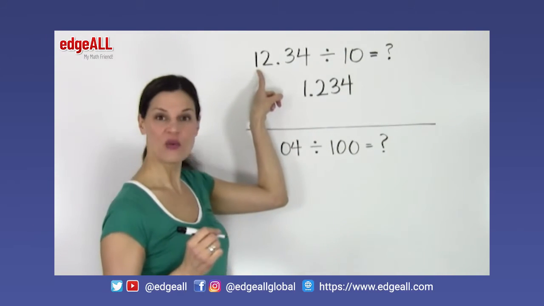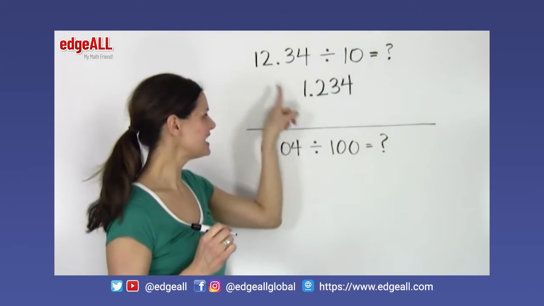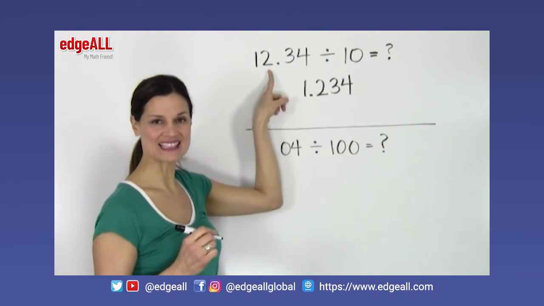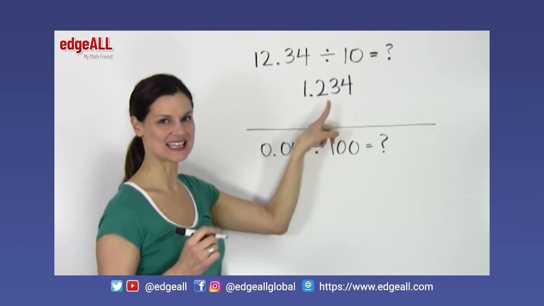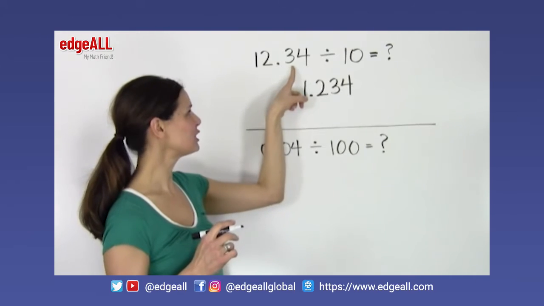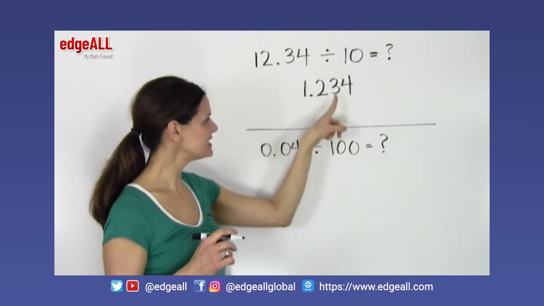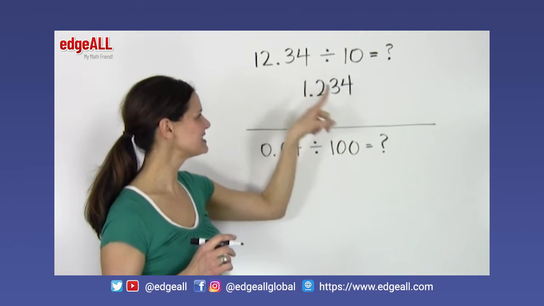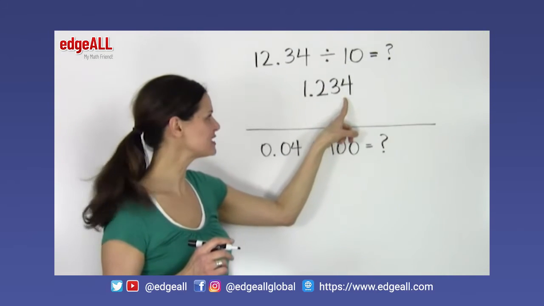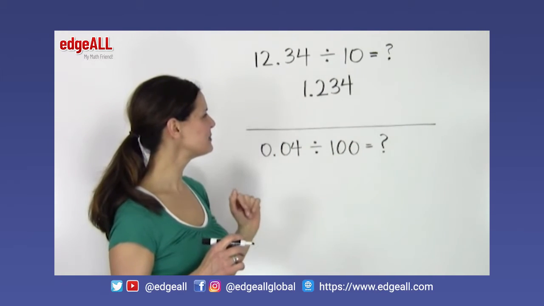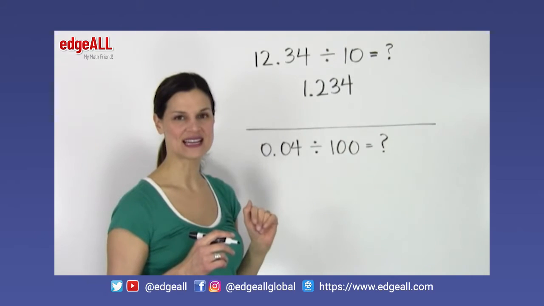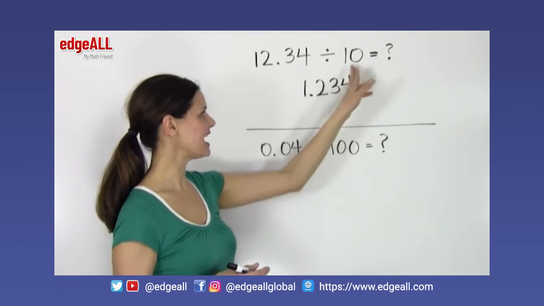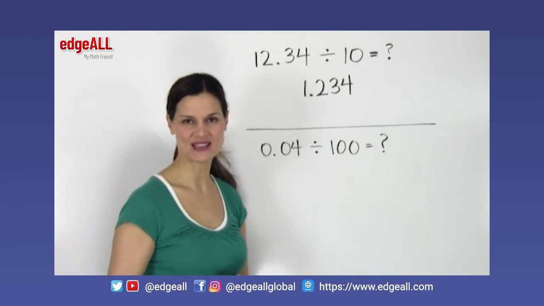So the 1 was in the tens place and it's now moved to the ones place. The 2 was in the ones place and now is in the tenths place. So it's moved down a position. The 3 was in the tenths place and it's now in the hundredths place. The 4 was in the hundredths place and it's now in the thousandths place. So this is one simple example of moving the decimal point to the left the number of positions as there are zeros in your divisor.